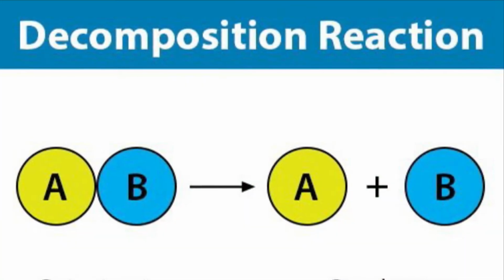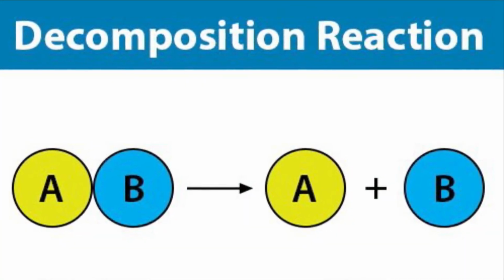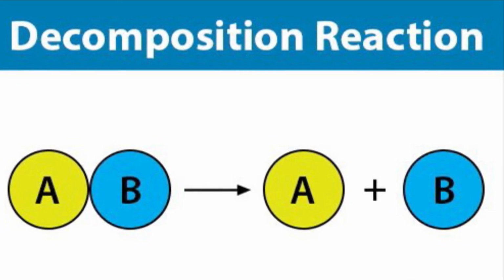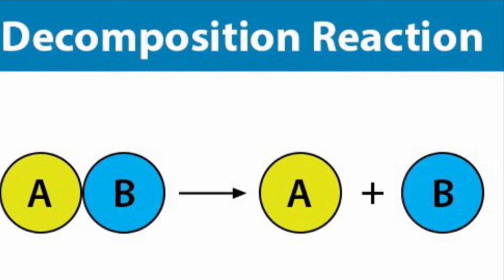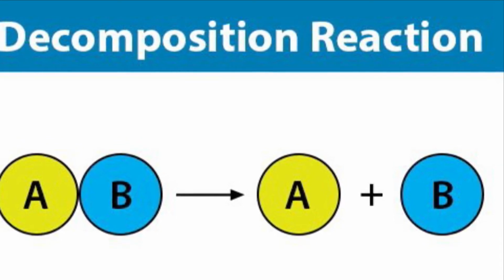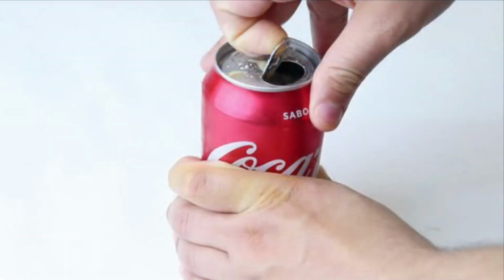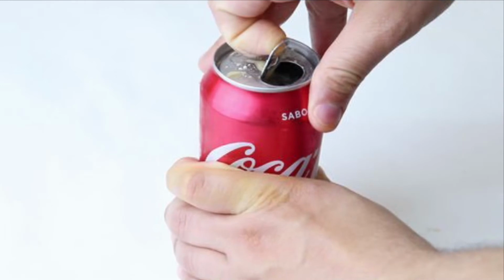Next reaction is the decomposition reaction. Decomposition reaction is when a complex substance is broken down into 2 or more simpler substances. An example of decomposition reaction in real life is when carbonic acid is broken down. Carbonic acid is an ingredient in soft drinks.